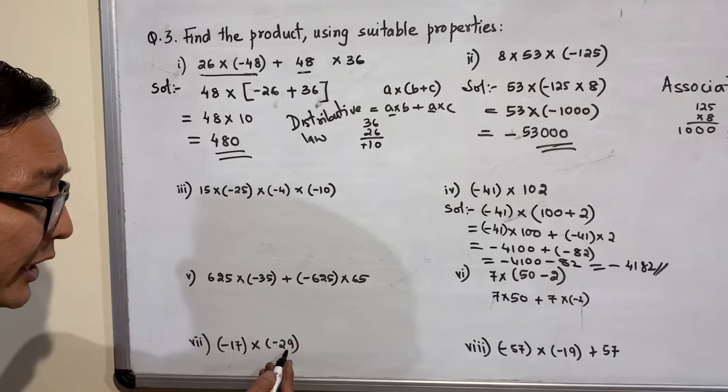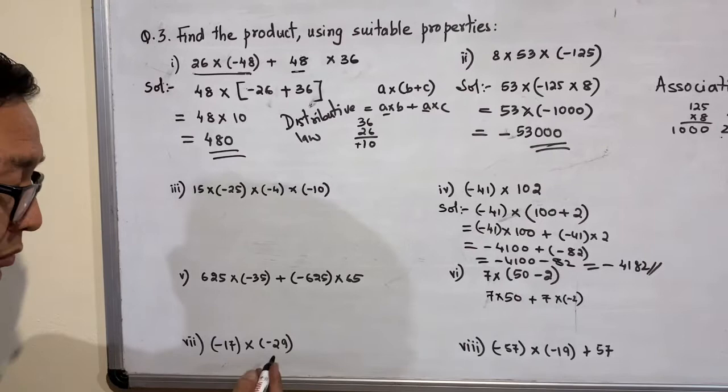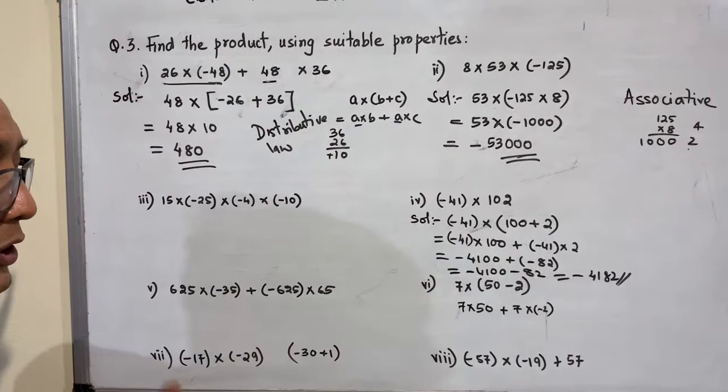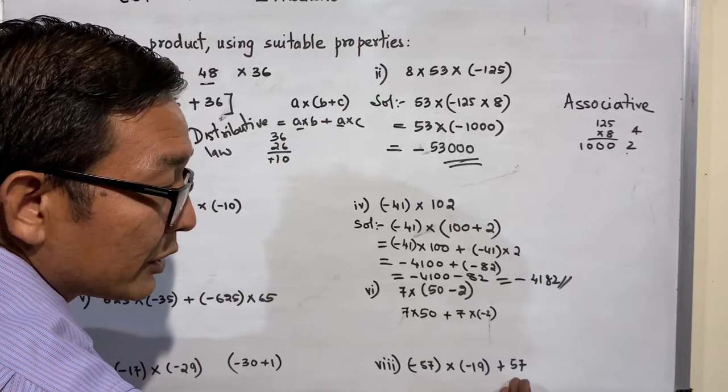This is the same thing. Plus -30 + 1. The answer is 29. So 17 times 30, -30 multiplied, -17 times +1 multiplied. Then 57 is common.